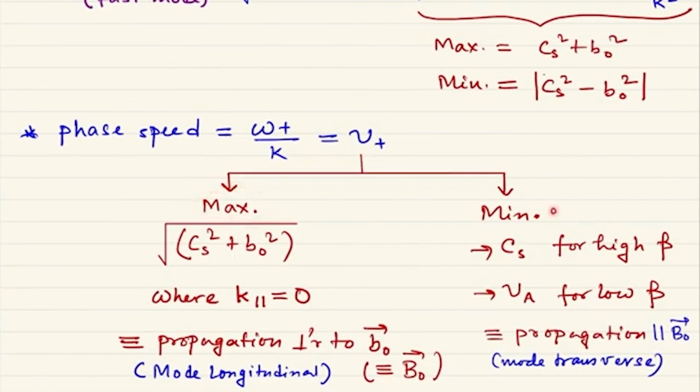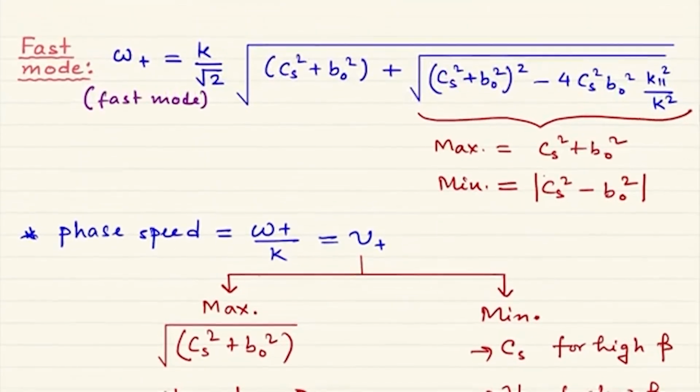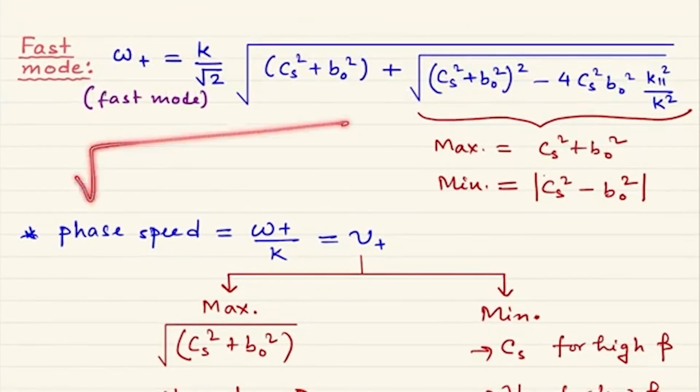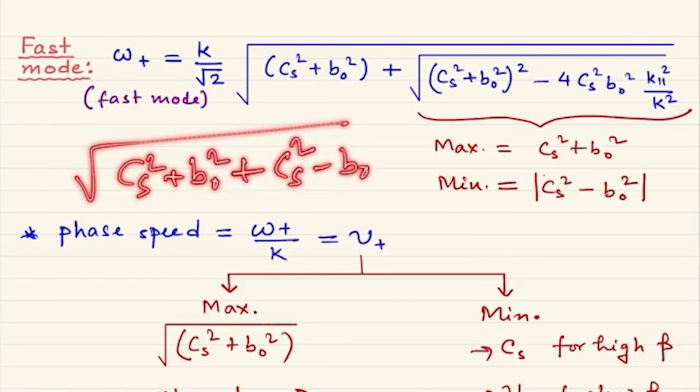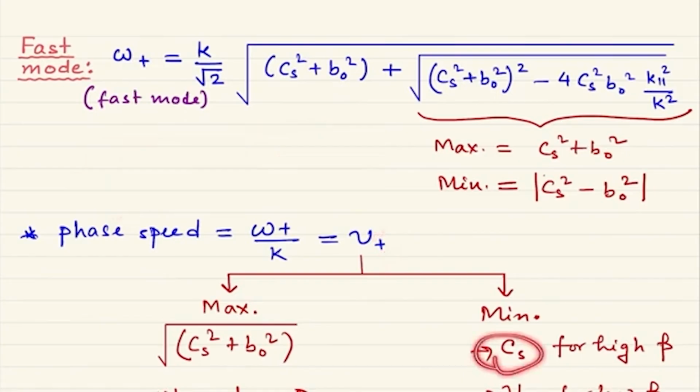Now what will be the minimum phase speed? Minimum phase speed means, for high value of beta, this is Cs square minus B0 square. So when you write this total thing, it will be Cs square plus B0 square plus Cs square minus B0 square. So you will have only 2 Cs square. So again root 2 and root 2 will cancel each other, and you will have Cs for high beta.